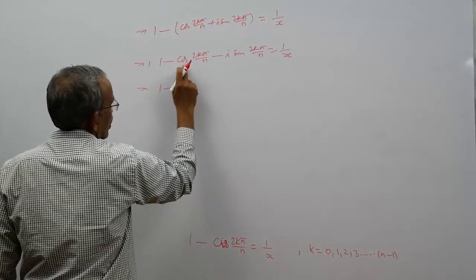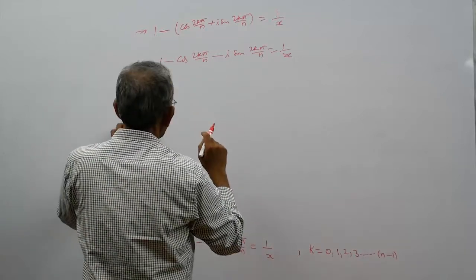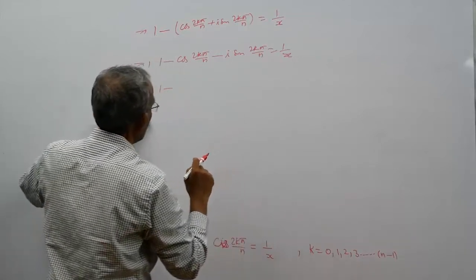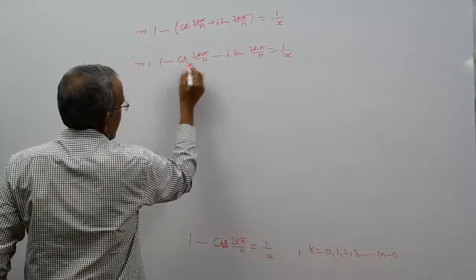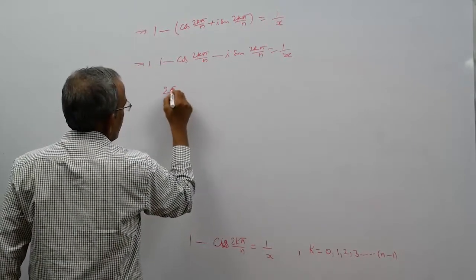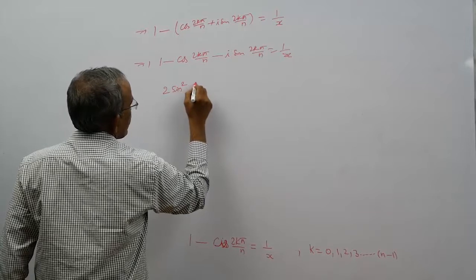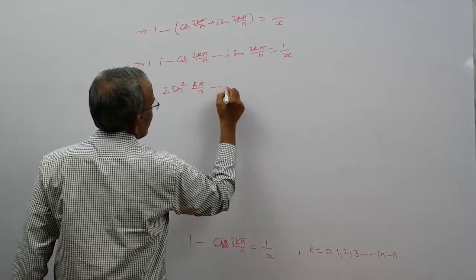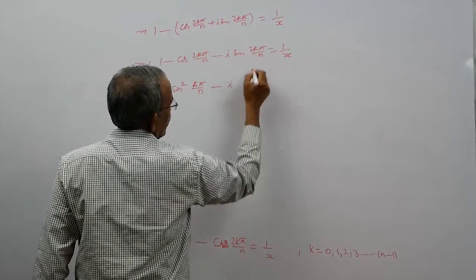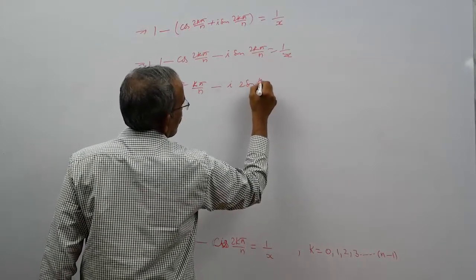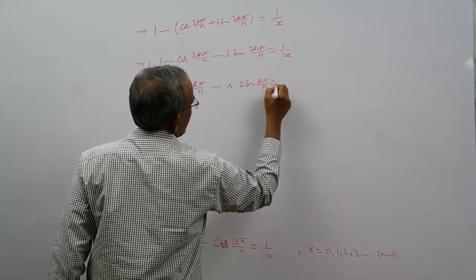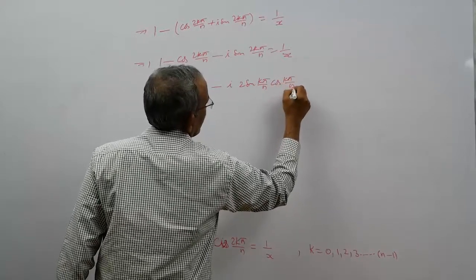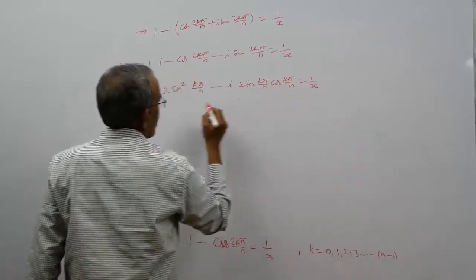This is in the form of 1 minus cos 2a. 1 minus cos 2a is equal to 2 sin square a, and sin 2a is 2 sin a cos a. So 2 sin square (k pi by n) minus i into 2 sin (k pi by n) cos (k pi by n) is equal to 1 by x.